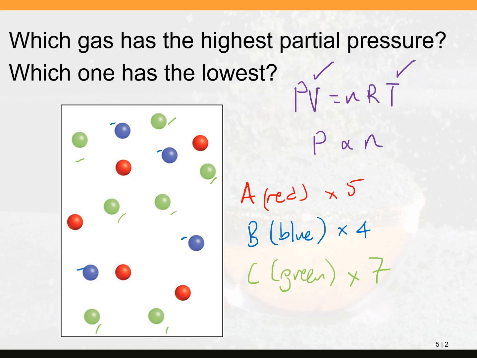So which of these gases has the highest number of molecules? Molecule C. So therefore the gas with the highest partial pressure is gas C. Which one has the lowest partial pressure? Well, the one with the fewest molecules of gas, which is the blue gas B.